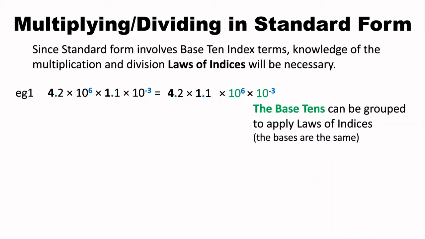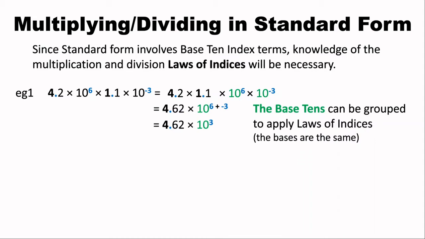So first doing 4.2 times 1.1, do some long multiplication if you need to, or if you really must, you can use a calculator. That's 4.62, but there's no excuse for using a calculator to work out 10 to the power of 6 times 10 to the power of negative 3. It's simply 10 to the power of 6 plus negative 3. And adding a negative is the same thing as subtracting, so that's 4.62 times 10 to the power of 6 minus 3, which is 3. So there's my answer in standard form. And I hope you found that relatively simple.